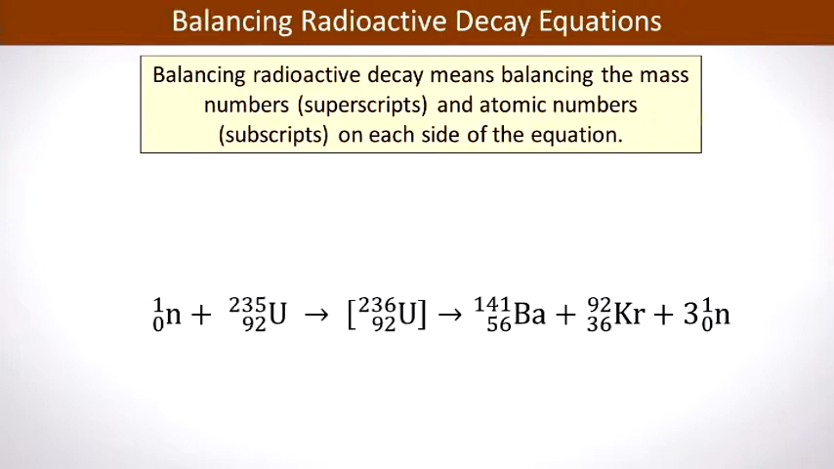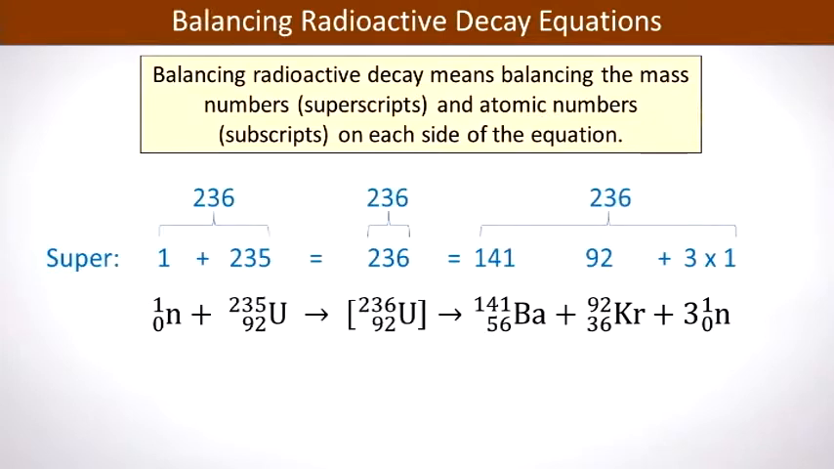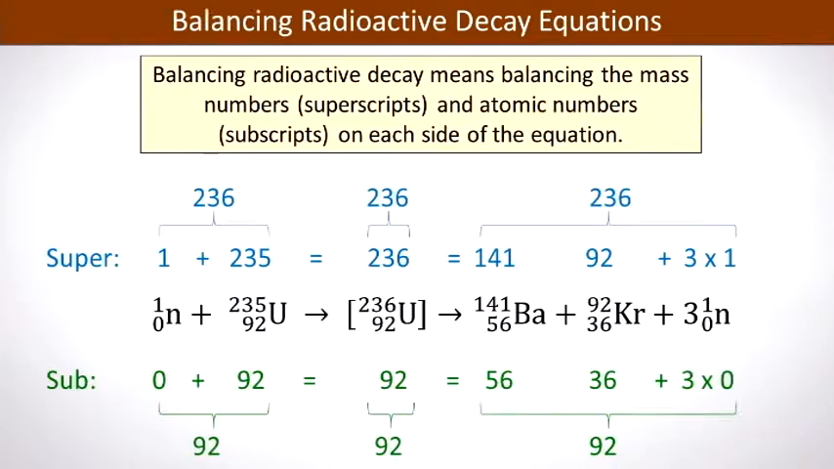Balancing radioactive decay means balancing the mass numbers, the superscripts, and the atomic numbers, the subscripts, on each side of the equation. To do this with the example here, we simply add up the left side for the superscripts, the middle equation, superscripts, and the far right equation, superscripts. And we note that they all balance out to 236, which represents the isotopic mass number for this species. We do the same for the subscripts, which represents the atomic number, and we know that it's 92.